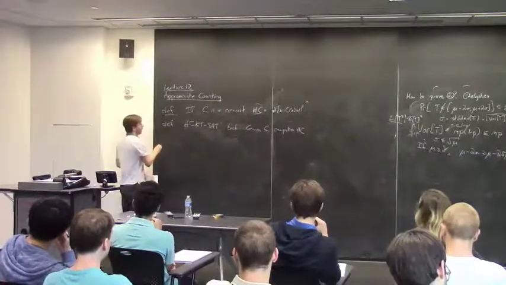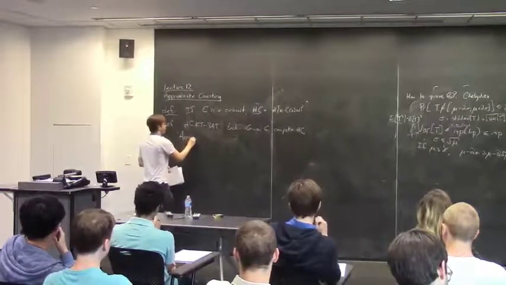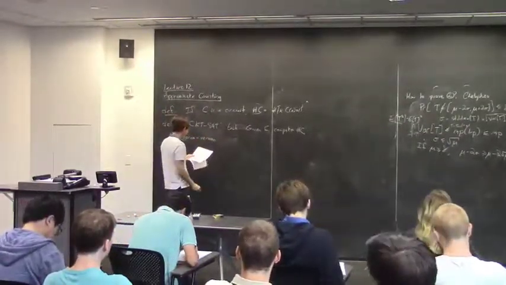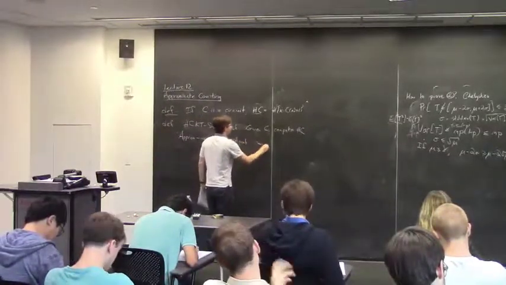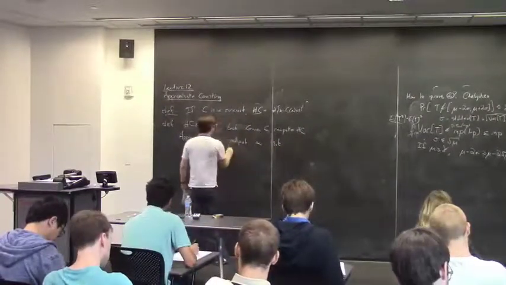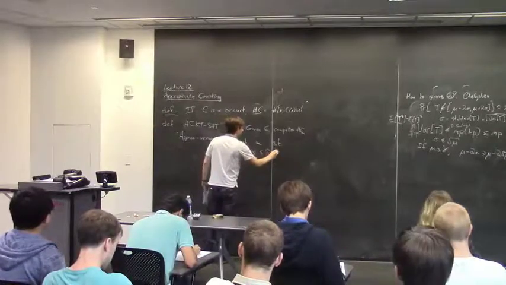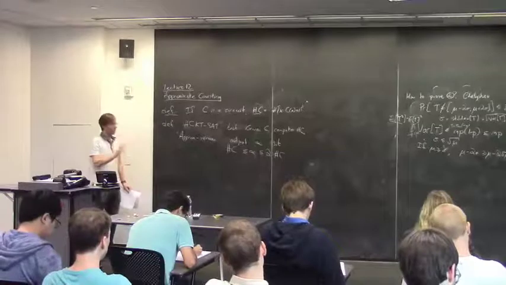I don't know. Okay, so let's say the approximate version of this task is this: output a number alpha such that it's a factor 2 approximation to #C. So compute it up to factor 2.